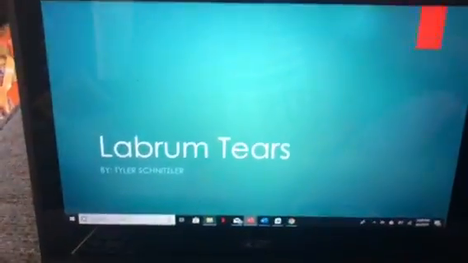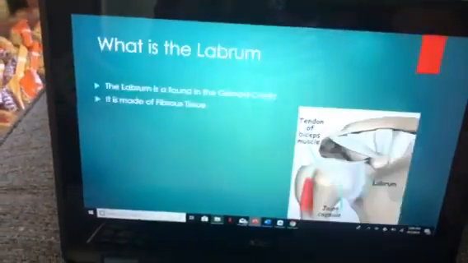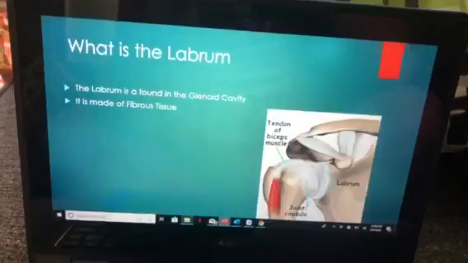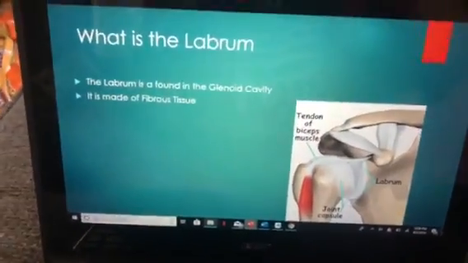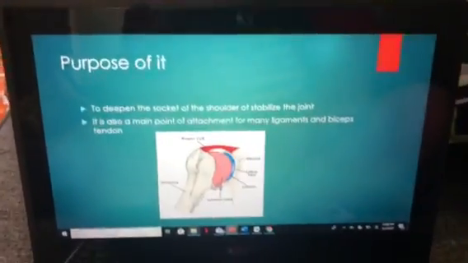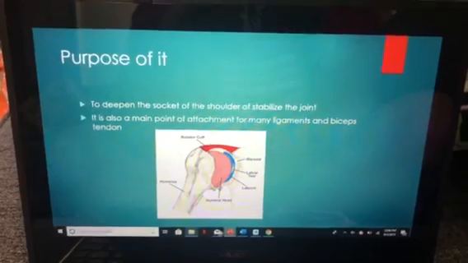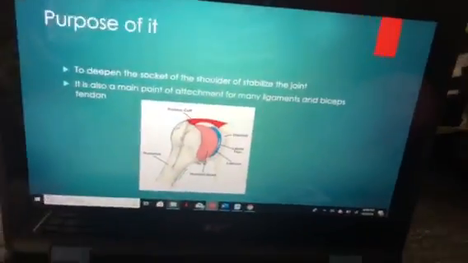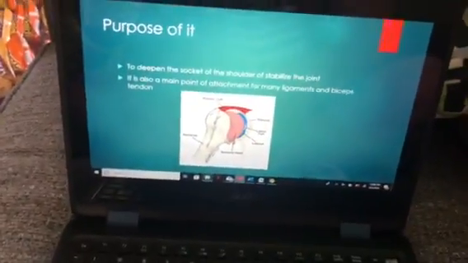In this presentation, we're going to be looking at labrum tears. The labrum is found in the glenoid cavity and is made of a fibrous tissue. The point of the labrum is to deepen the socket to add shoulder stabilization, and it is also the main point of attachment for many ligaments as well as the biceps tendon.